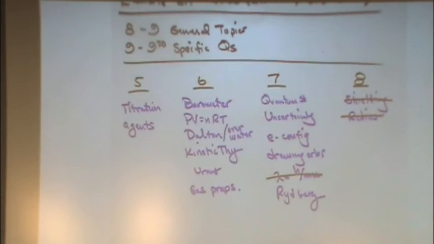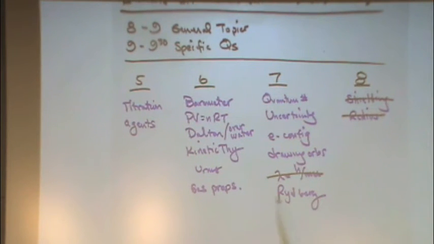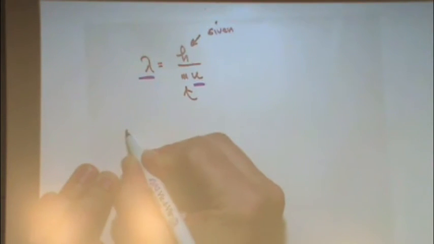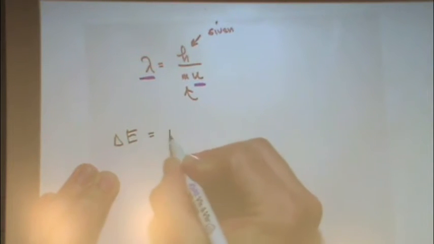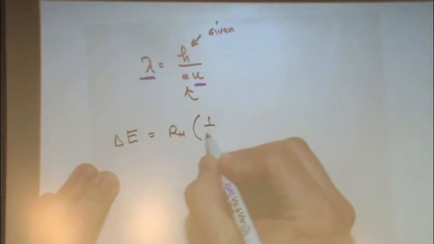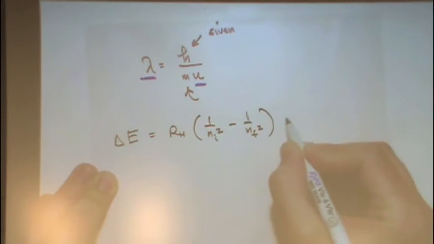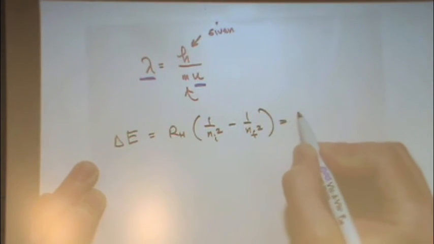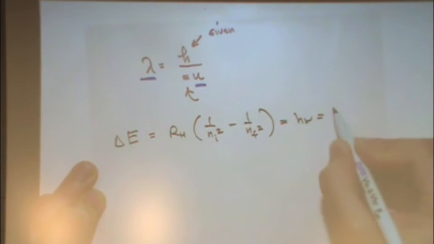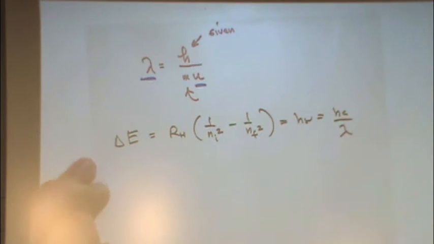Next, let's do Rydberg now. In some other classes, do you use Balmer or do you use Rydberg? You have no idea. Okay, use this equation that I'm about to give you. The change in energy is the Rydberg constant times 1 over n initial squared minus 1 over n final squared, equals h nu or hc over lambda, okay?